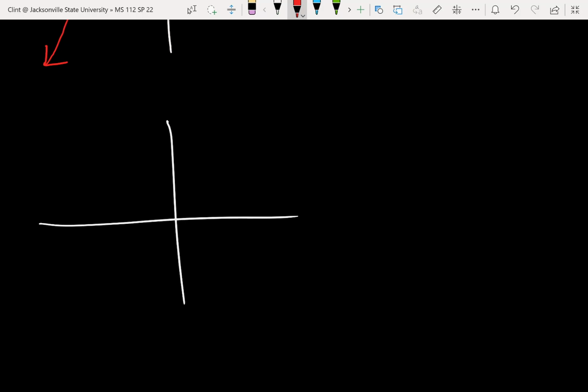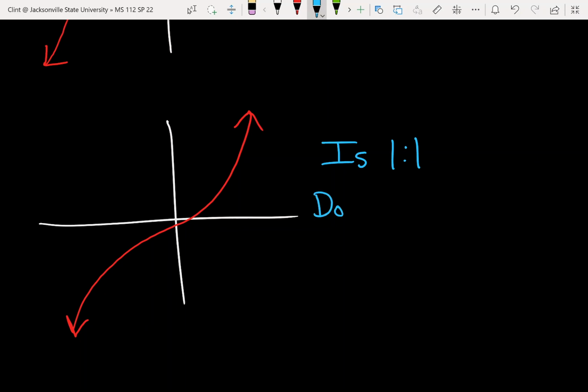If we have something like this, that one's okay, because no matter where we draw in a horizontal line, the most it would touch our graph is once. Okay, so this would be 1 to 1. It does have an inverse.